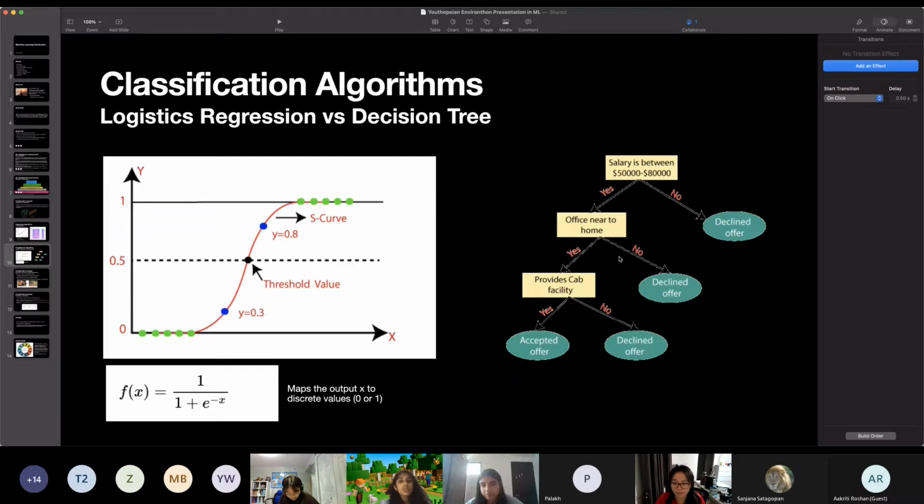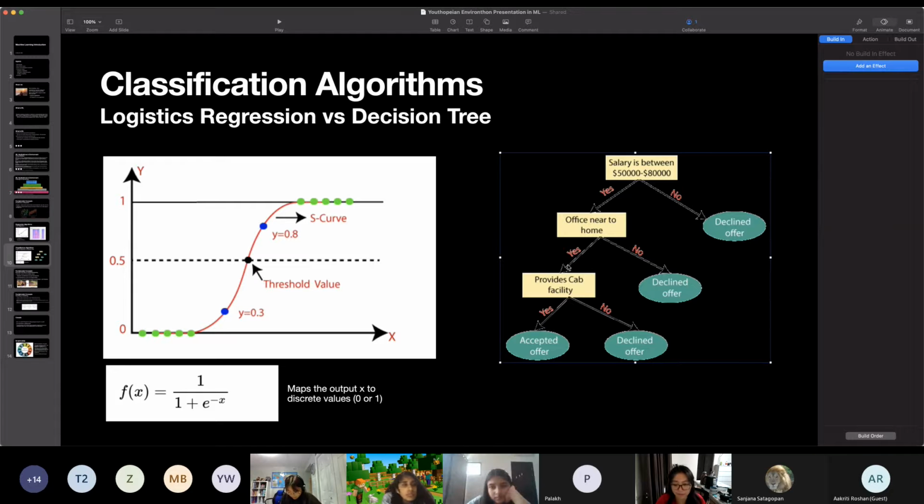If you want to make a decision, for example, whether you want to accept an offer, then you want to ask several questions. First, what is the salary, and is the salary between this range? If it's not in this range, then you directly decline. And if it's in this range, you need to ask another question: whether the office is near your home. And if not, then you decline the offer.